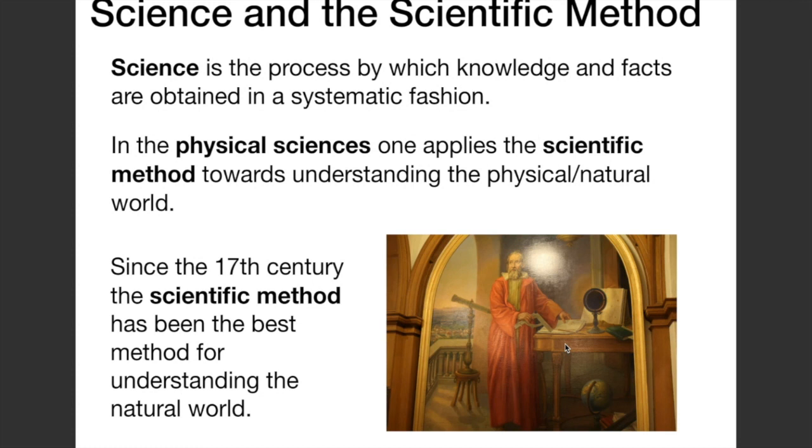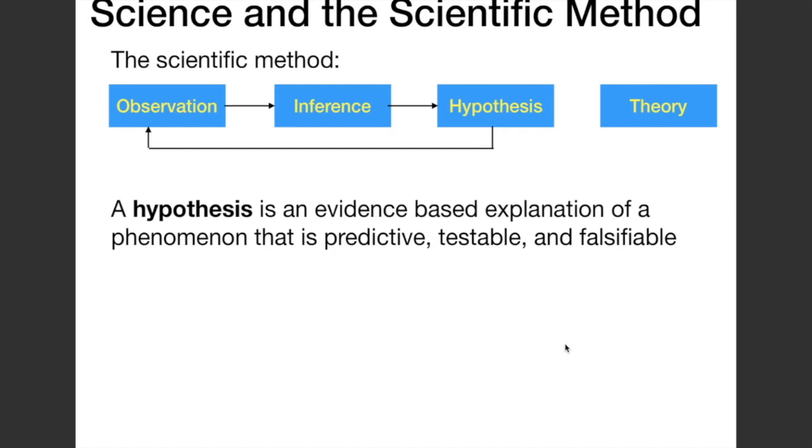Since Galileo in the 17th century, the scientific method has been our best tool for understanding how the natural world works. The scientific method is simply a systematic manner in which one derives knowledge and understanding. We can make a schematic for the scientific method as such. So typically, one will make some observation or perform some experiment. From those observations, one can make inferences that will lead one to formulate a hypothesis.